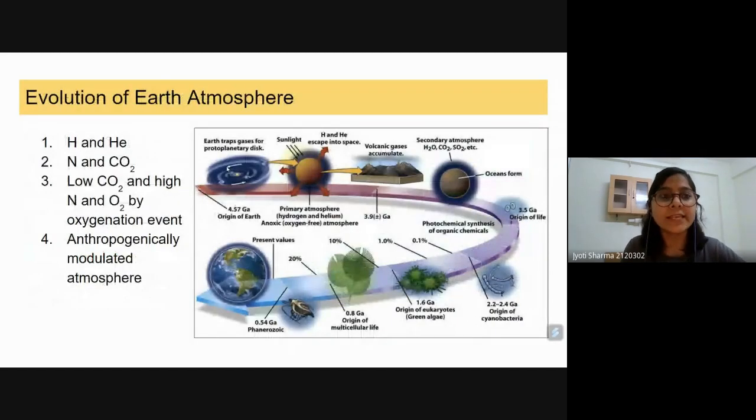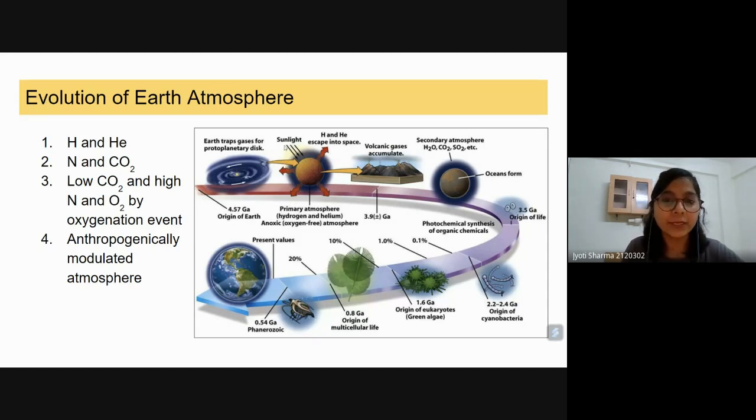Okay. The second is how Earth's atmosphere has evolved. I think already in week 2 or week 3, I explained how the atmosphere has evolved. But for your kind information, let me repeat it once again, because you know that Earth formed from a nebula, and when it was a nebula, the gases were trapped in it. And what were the gases? The gases were hydrogen and helium.